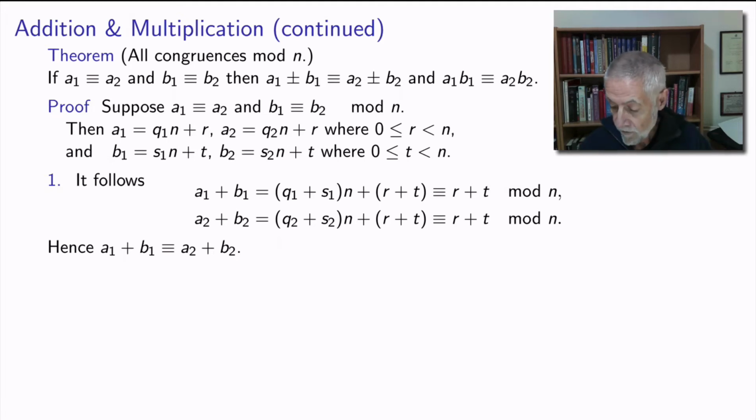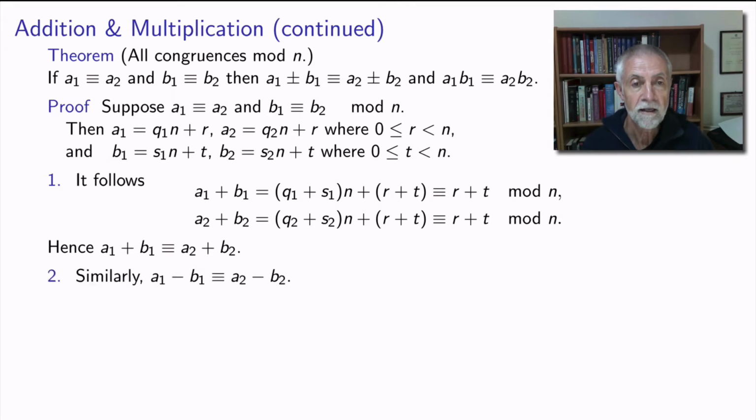So the same proof goes through for subtraction, or also, as I mentioned before, it's a consequence of the result for multiplication, multiply by minus 1 in this case, and addition.